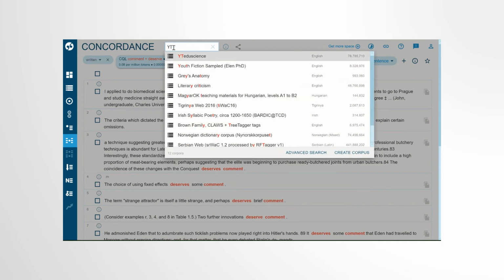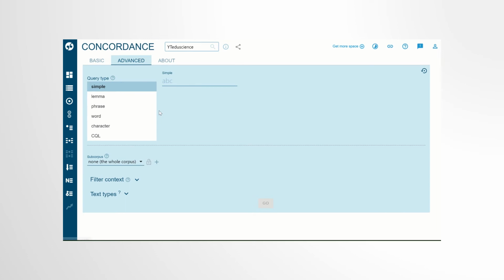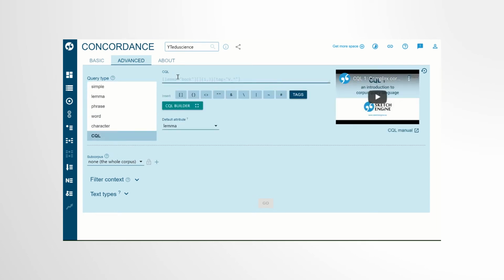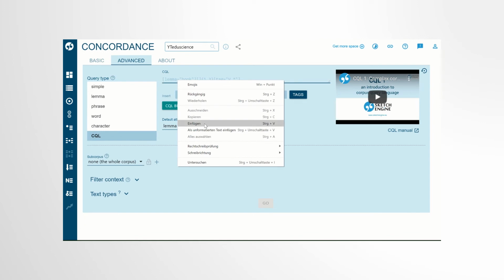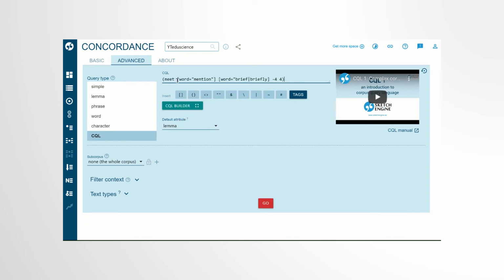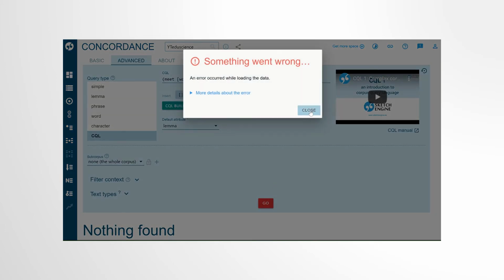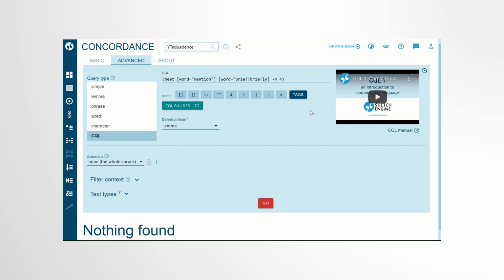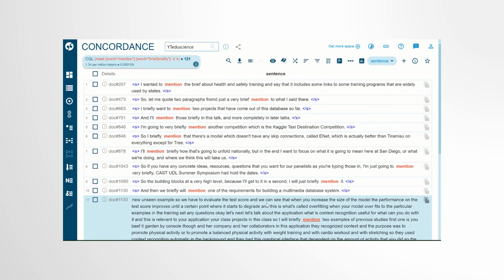Let's paste this in again. Query itself seems to be okay. Let me just check. Okay. You can see how sensitive these queries are. We need to use inverted commas here. So now this should work.